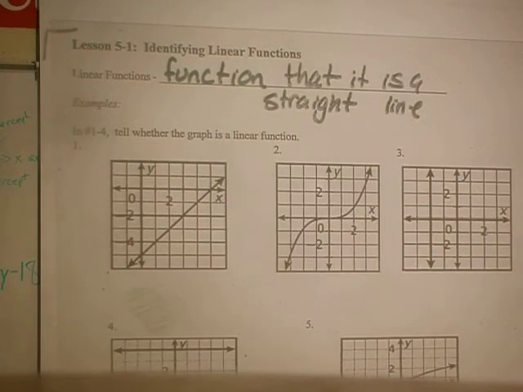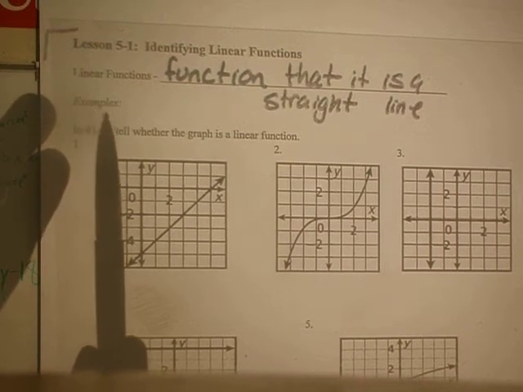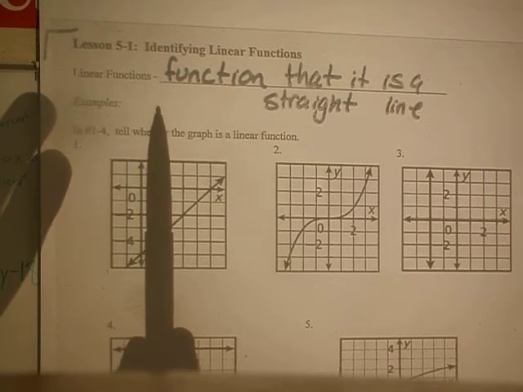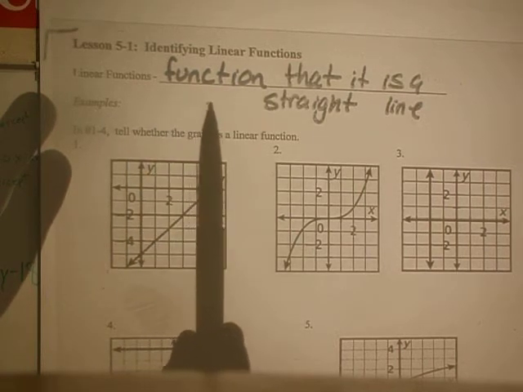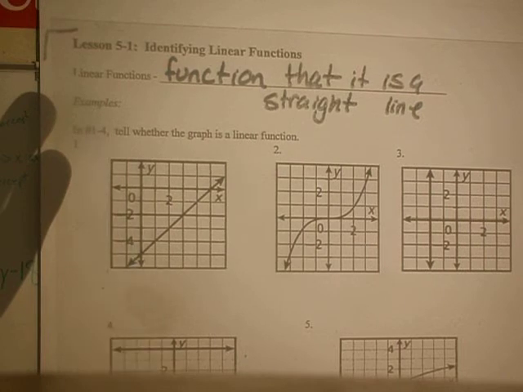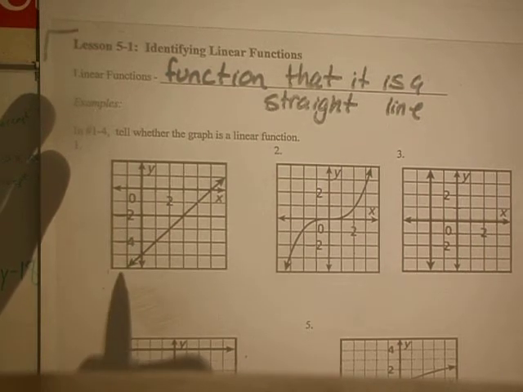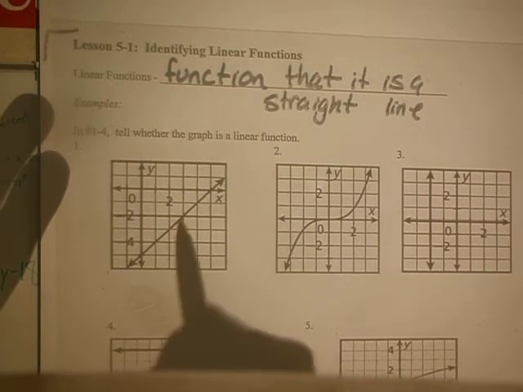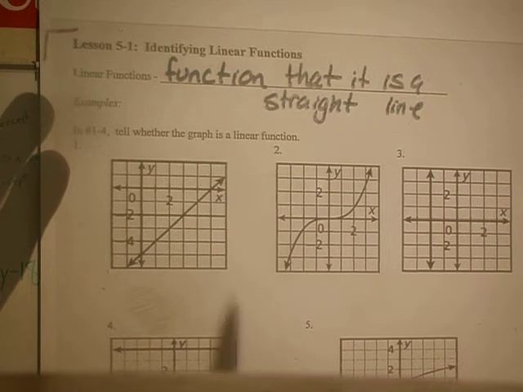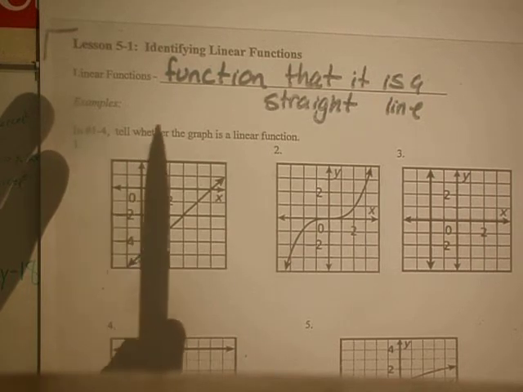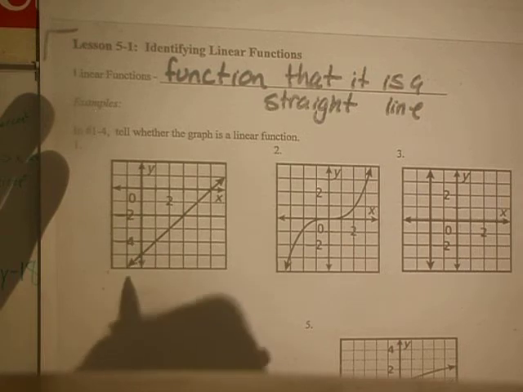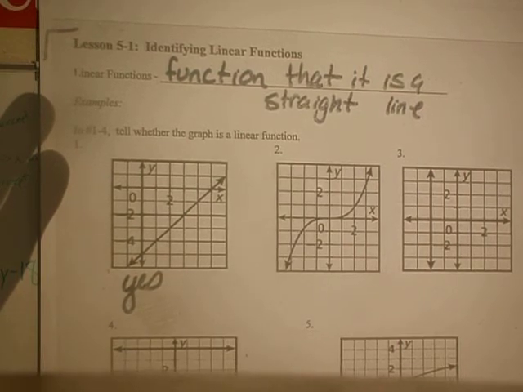In order for it to be a function, it needs to pass the vertical line test, where you can take the line and pass it over. If it only touches in one place the entire way, then it is a function. So looking at this first one, it is a line, it is linear, and if you do the vertical line test, it only touches in one place. So yes, it is a function.